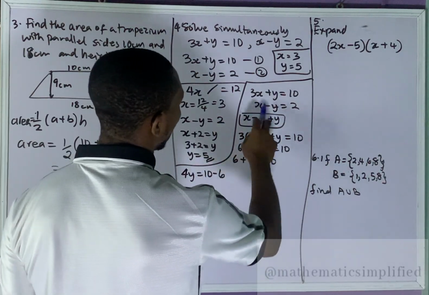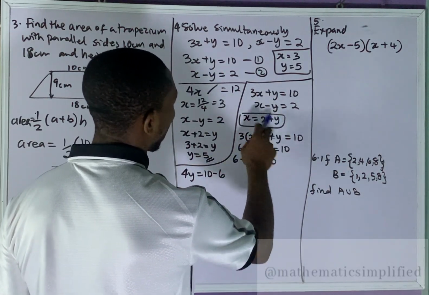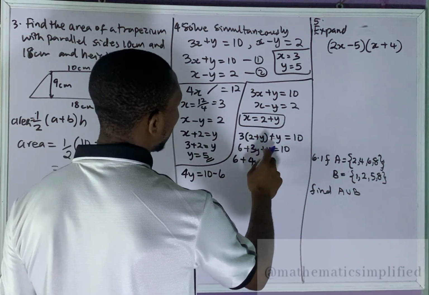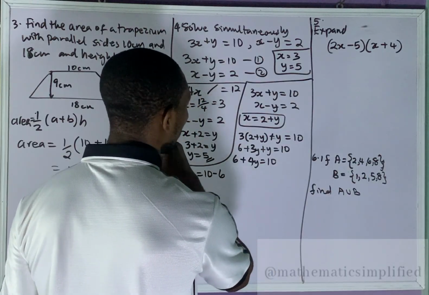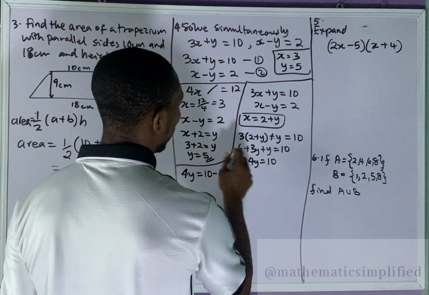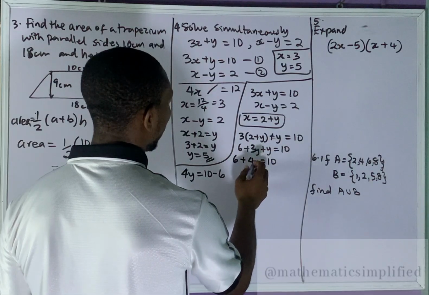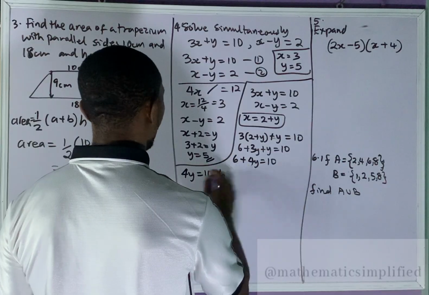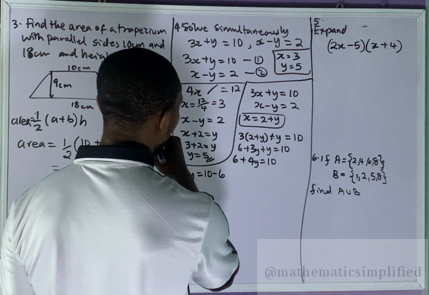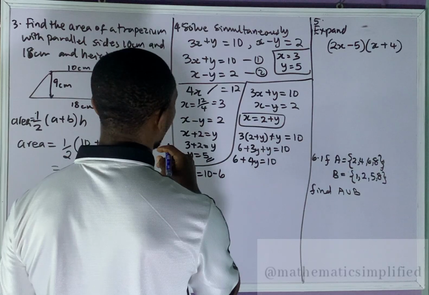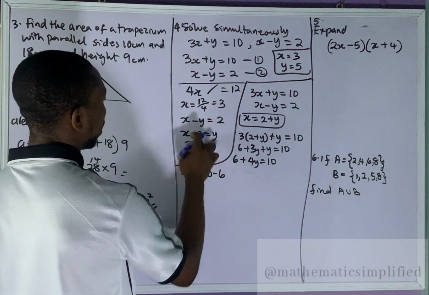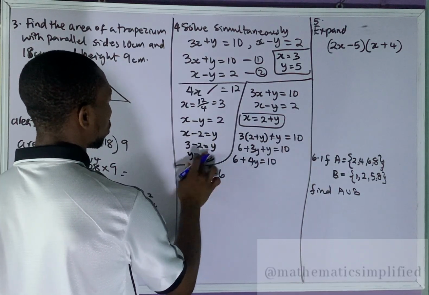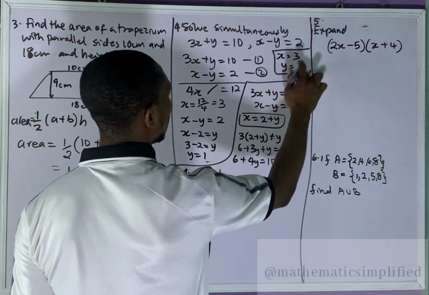Let's go through this again. Now substituting x equals 2 plus y here. This is 3 times 2, 6. 3 times y, 3y plus y equals 10. Now 3y plus 1y will give us 4y. So 6 going over will give us, so this should be, 2 going over will be minus 2. So this should be y equals 1, not.